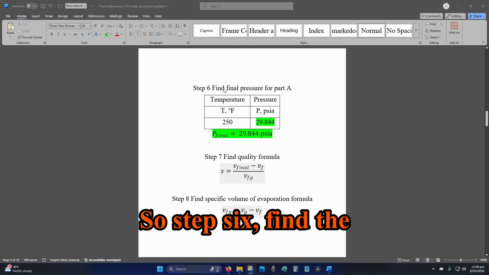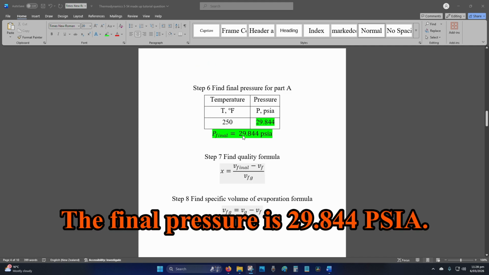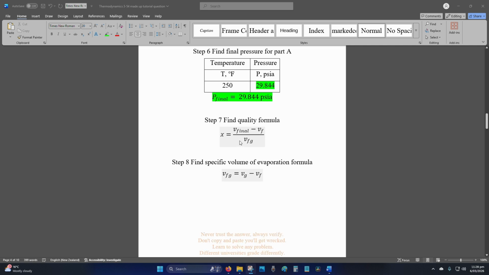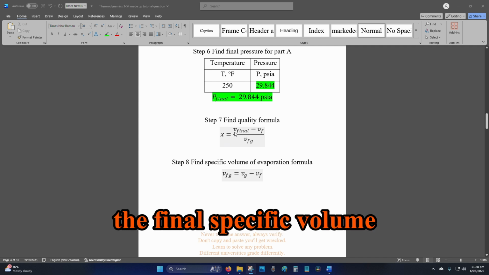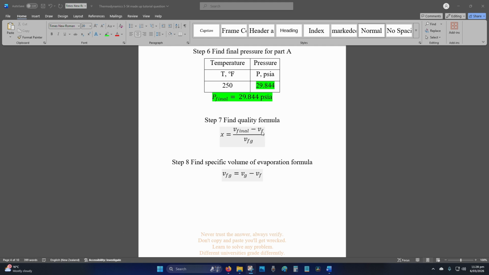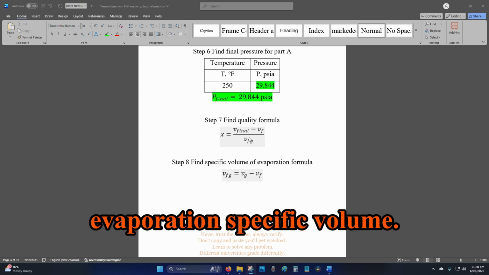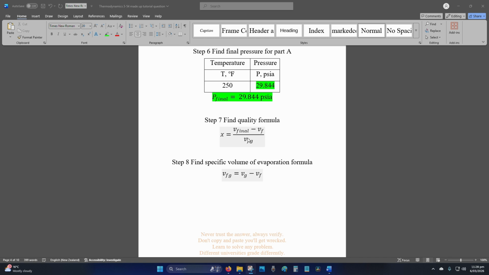So step 6, find the final pressure for part A. The final pressure is 29.844 psia. Step 7, find the quality formula. X is equal to the final specific volume that we just found, and we need the saturated liquid as well as the evaporation specific volume.